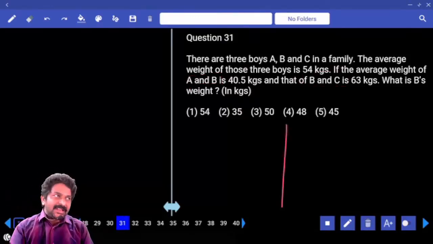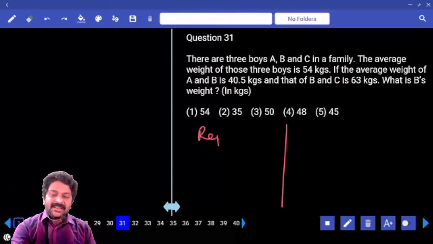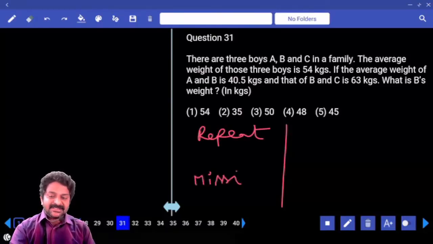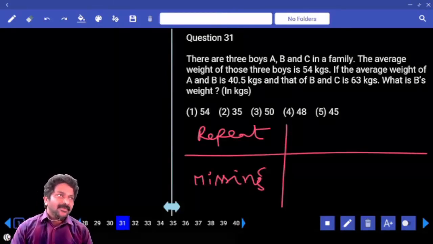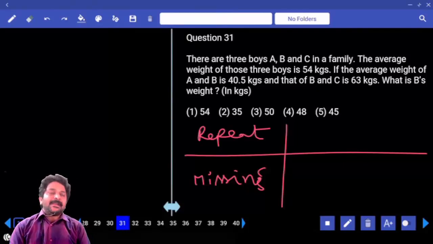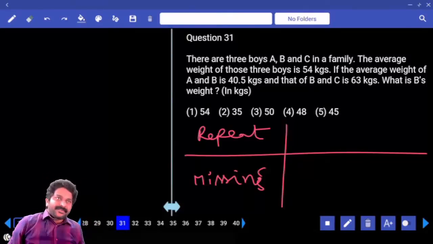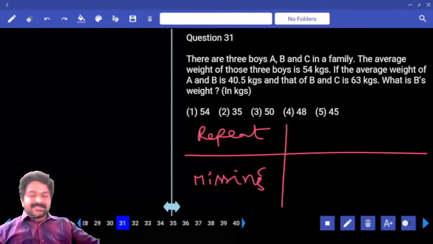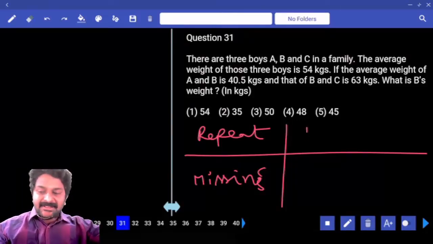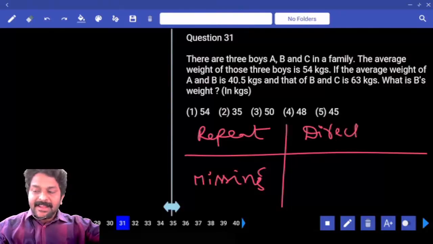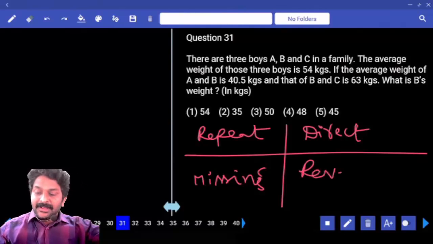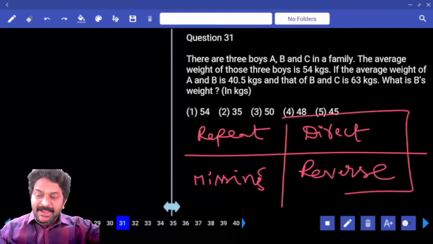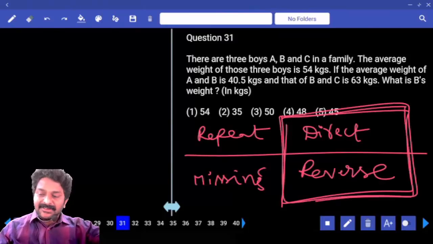There will be 2 cases I will be discussing. One is the number repeat case and the number missing case. So there will be two types of questions: one is the missing case and then the repeat case. If it is the repeat case, we follow direct effect, and if it is the missing case, we follow reverse effect. This is my terminology, direct and reverse.